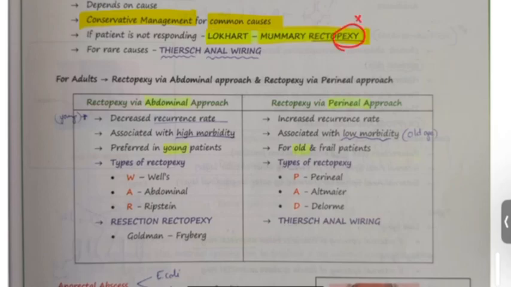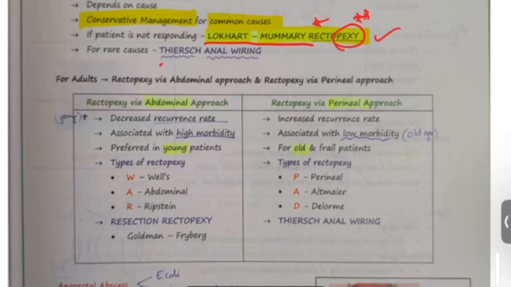Pexy means we will tie this rectum to some bony segment. Okay, so basically sacropexy, rectopexy, all these are used in prolapse cases, like vaginal prolapse or rectal prolapse. In these cases we will use these pexies. Okay, so Lockhart-Mummery rectopexy, whatever the rectum has prolapsed down, we will pull it up and we will tie it with a suture to some bony segment. Okay, that is the surgery done here.